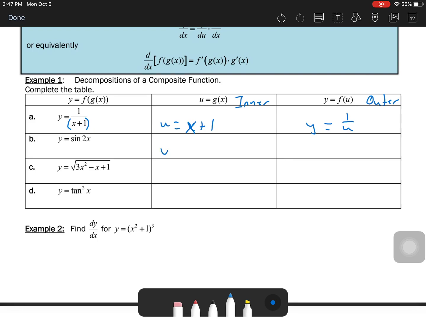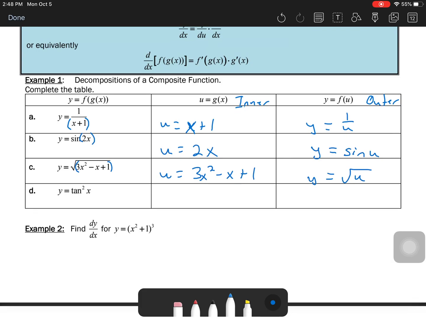In this one, the u would be the inner part, and again, it's that part in here, which is the 2x. And then the outer would be the sine of whatever it was, in this case 2x, but we'll just keep it in terms of u because that's the way we're kind of showing it here. This next one, we'd say u is equal to the inner part, which is this right here, 3x squared minus x plus 1, and then the outer would be that square root function, which is square root of something, which we'll just call u.